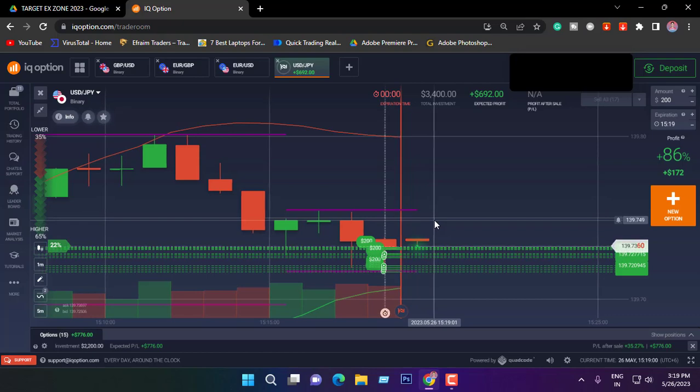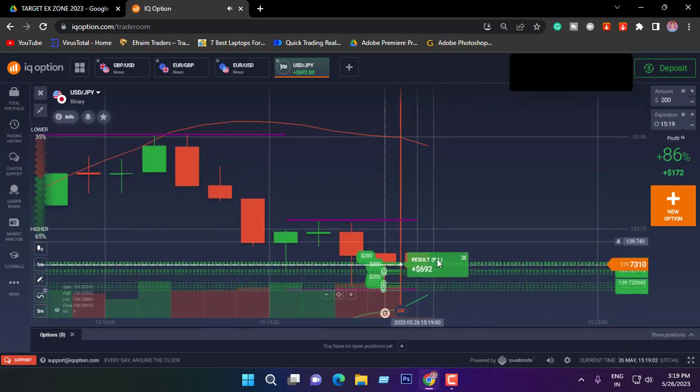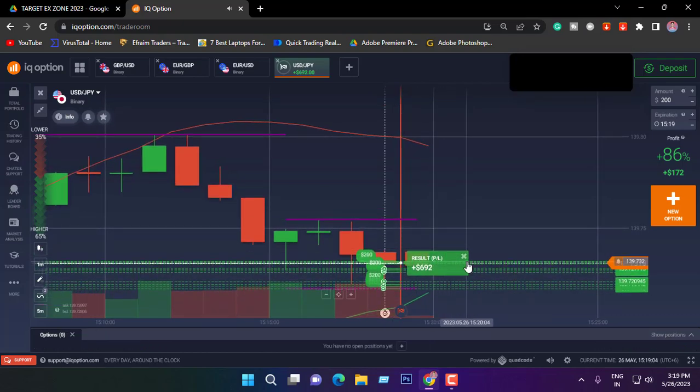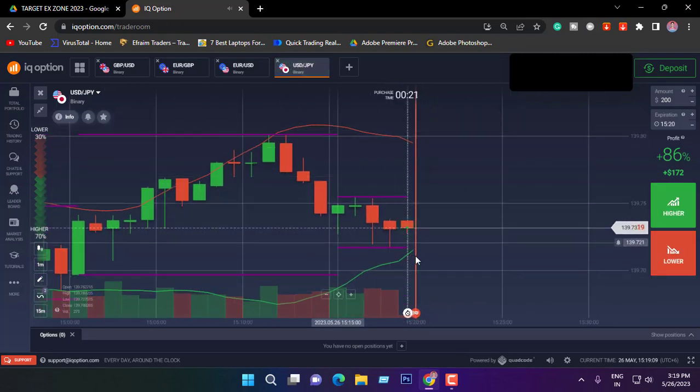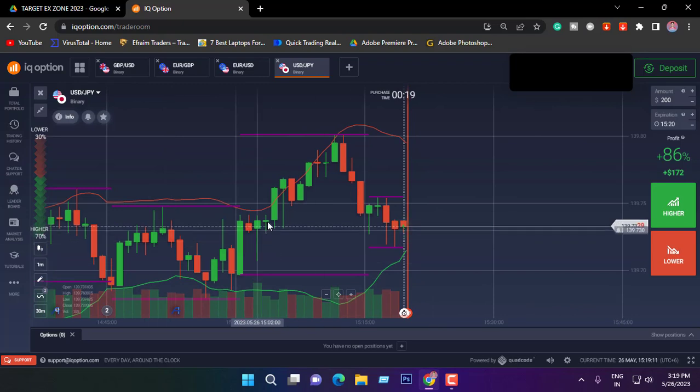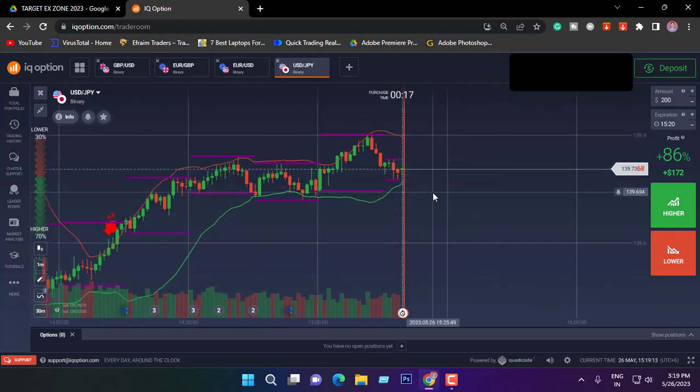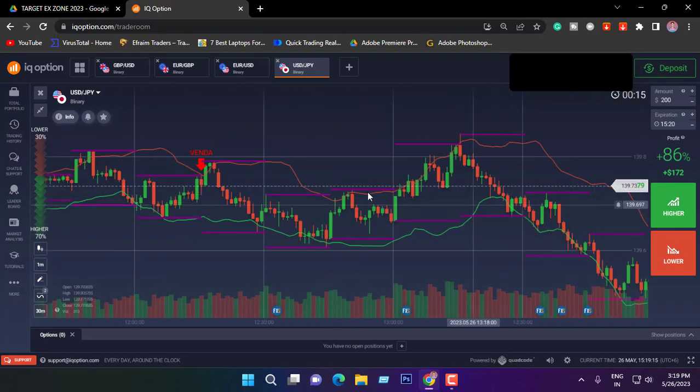9, 7, 6, 5, 4, 3, 2, 1, and boom. Yes, I have a profit of $600. No problem. Here is a support and resistance. This script is automated support and resistance levels and automated signals, very good signals.